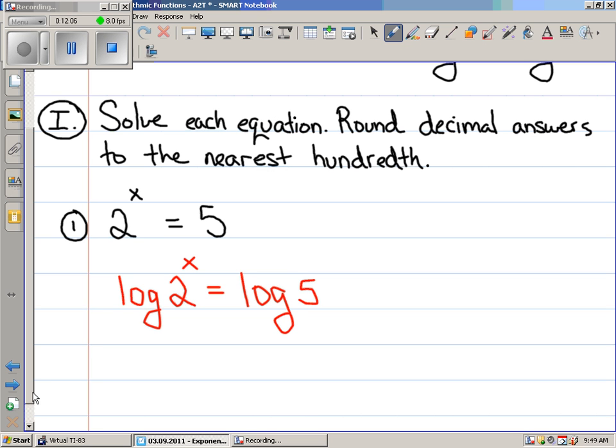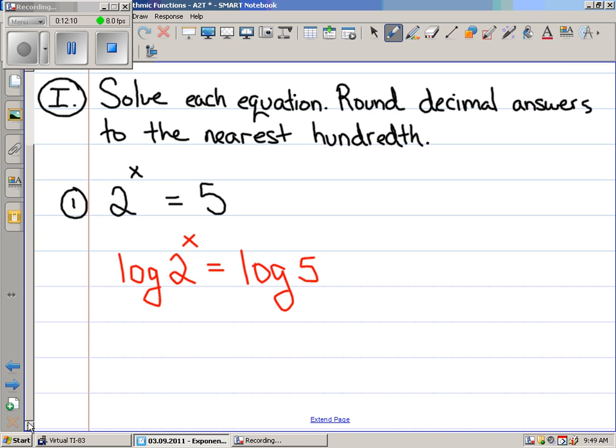Big Larry? What goes down next? Where are we moving it to? Yeah, we're dropping it down in front. So it's x log 2. Oh, I just have to go real slow, I guess.